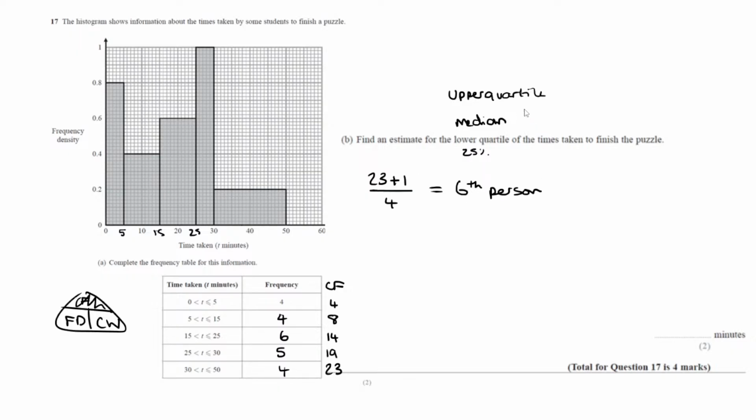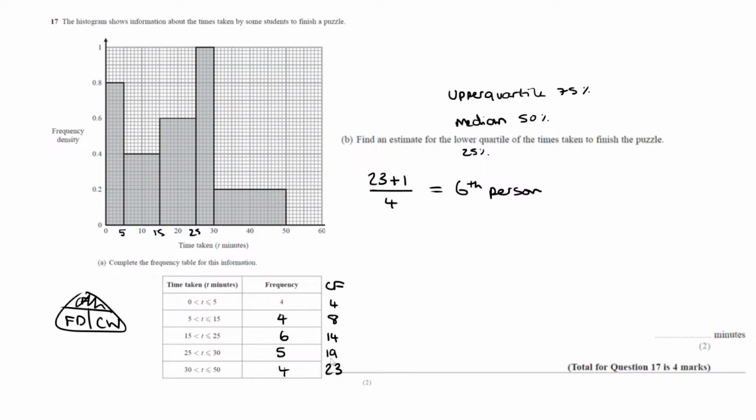Now, this is where it's different: if you wanted the median, you'd obviously not divide it by 4, would you? The median would be 50%, so you'd just divide it by 2. The upper quartile was 75%, so you would work out maybe a quarter, 6, and then times it by 3, for example. So that obviously changes depending on which of the 3 things they've asked for, but the logic is the same. So I'm looking for the 6th person.